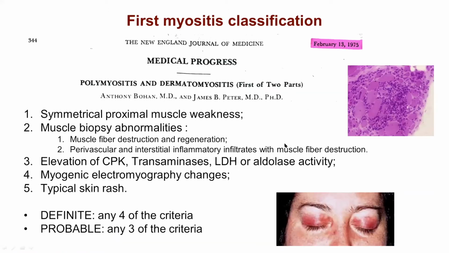And we had to wait 100 years for the first well-known classification of myositis, done by Bohan and Peter in the New England Journal of Medicine. Simply, if you have a myopathy with symmetrical proximal muscle weakness, with some inflammation at the muscle biopsy, high CK level, and myogenic EMG, then you have a polymyositis. If in addition you have the typical rash, then you have a dermatomyositis.